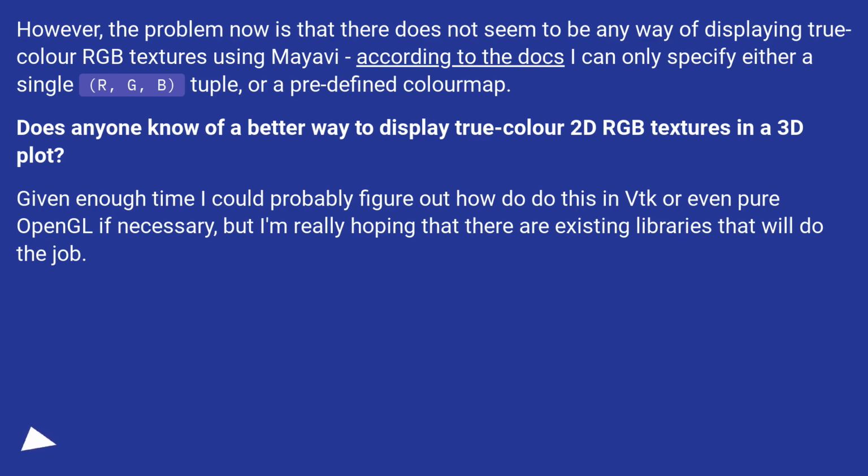Does anyone know of a better way to display true color 2D RGB textures in a 3D plot? Given enough time, I could probably figure out how to do this in VTK or even pure OpenGL if necessary, but I'm really hoping that there are existing libraries that will do the job.